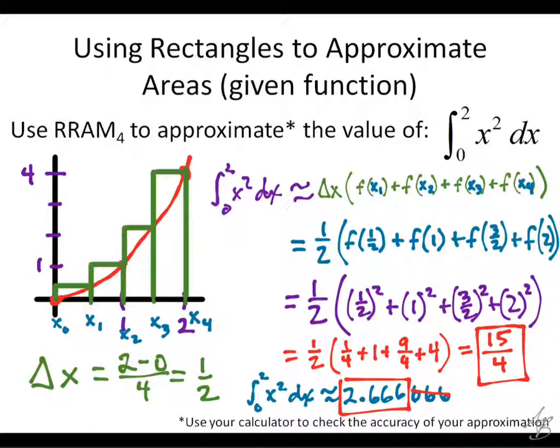Unless we got an answer like 1,000,000. That's not very close. This answer isn't very close, but you can also see there's a lot of area outside of our region here that's inside of our rectangles. So you can see that our answer really shouldn't be that close. It's going to be off by quite a bit.